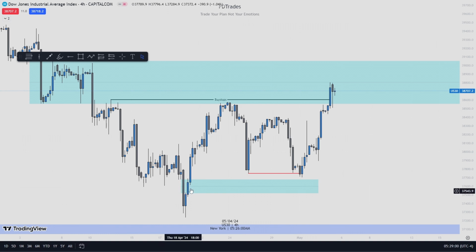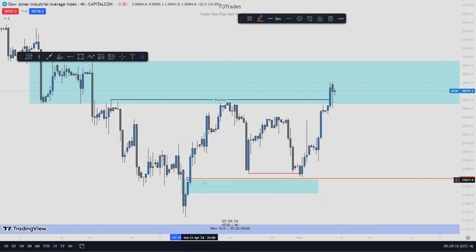It didn't reach this area here. I would have loved if it reacted inside this inversion fair value, but it didn't. It reacted inside this one, because if you check the low of this fair value, yep, it didn't close, so it closed inside this fair value.